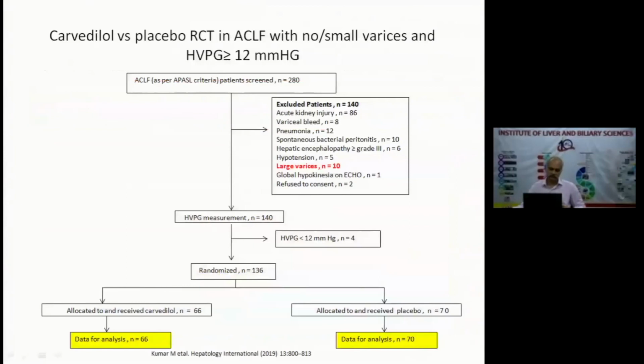This was a randomized controlled study from our group in which patients with ACLF as per the APASL criteria were screened, 280 patients. HVPG was measured in 150, and ultimately 136 patients were randomized, 66 into the carvedilol group and 70 into the placebo group. As a whole, this trial was on no or small varices patients with HVPG of more than or equal to 12 mm Hg.